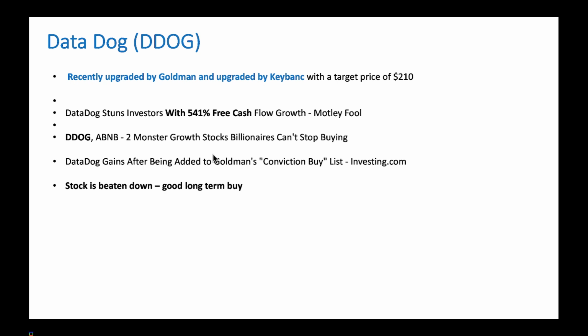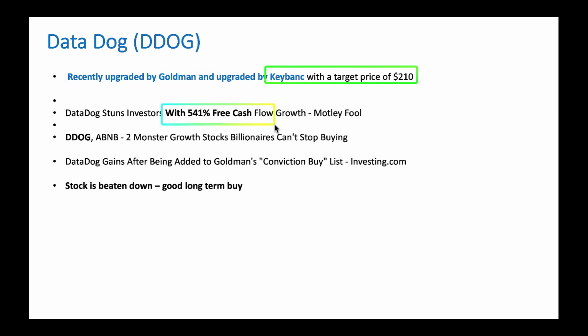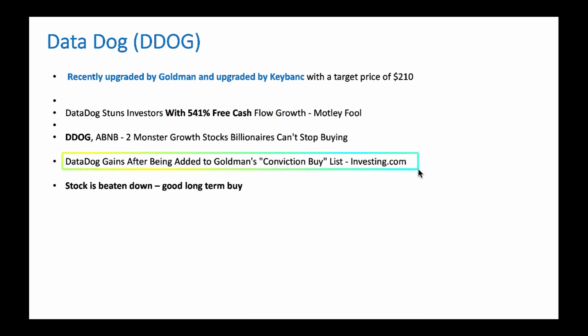So with that, look, we got here Datadog, recently upgraded by both Goldman as well as KeyBank. And KeyBank has a target right now of $210. And they have a nice 541% free cash flow increase. That's always good. And it's one of the monster growth stocks according to Motley Fool here, and looks like it's in Goldman's conviction list. So a lot of good things going on for this stock here.